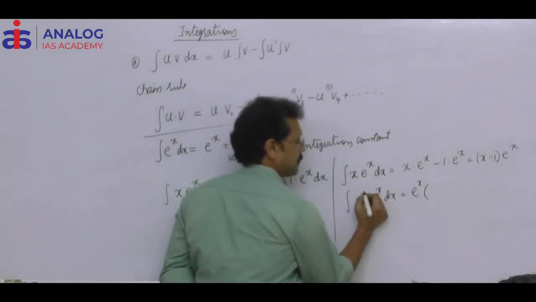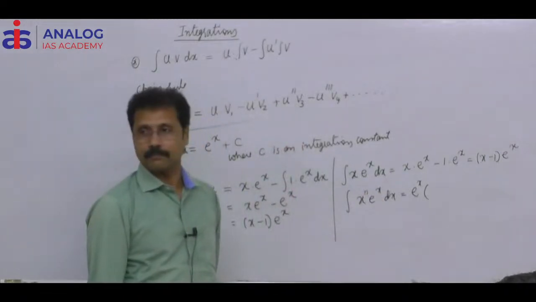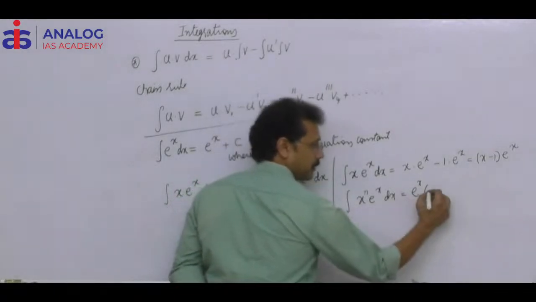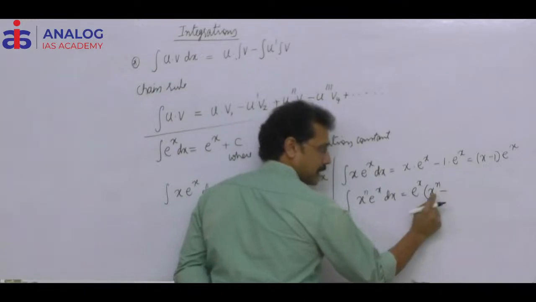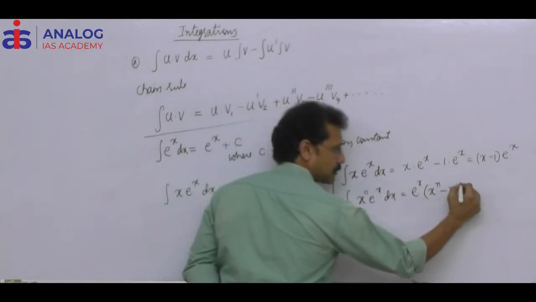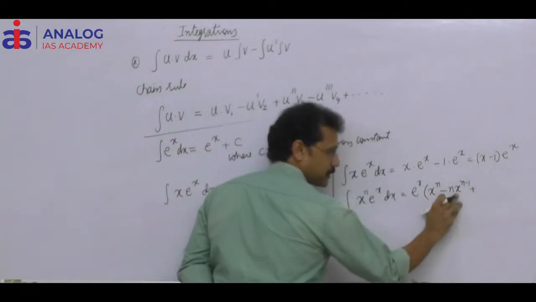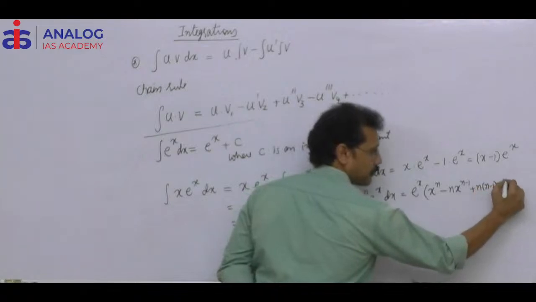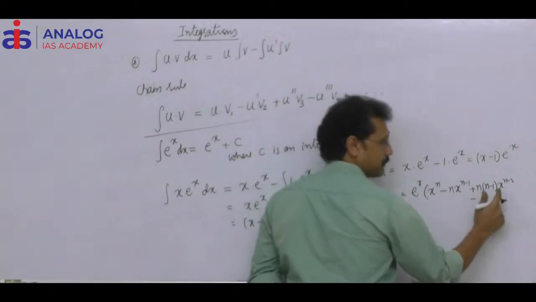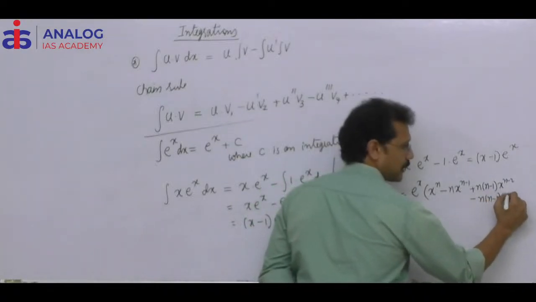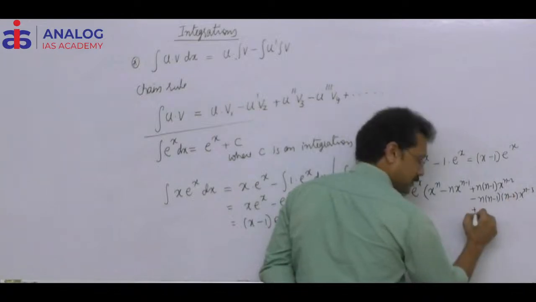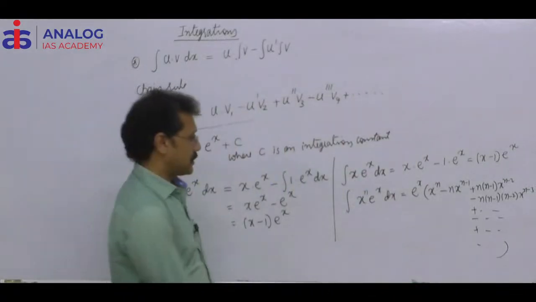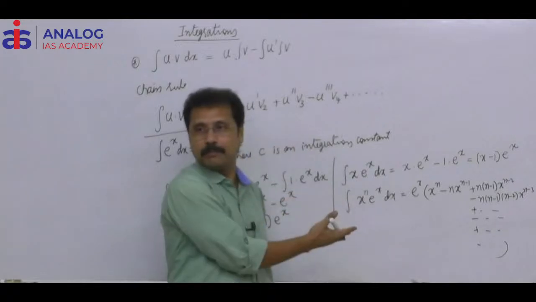For example, x power n, an algebraic function. Take e power x common. Whatever the function x power n, put x power n, minus differentiation of x power n, n into x power n minus 1, plus differentiation of this one, n into n minus 1 into x power n minus 2, minus differentiation of this one, n into n minus 1 into n minus 2 into x power n minus 3, plus so and so, minus so and so, plus so and so. Somewhere it will stop, because after n differentials, the n plus 1th differential becomes constant, 0.